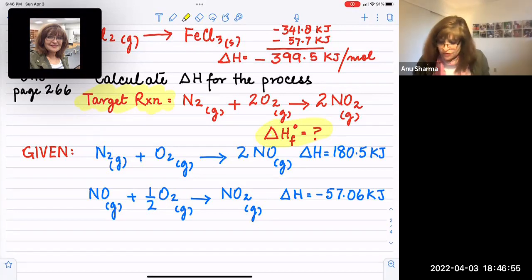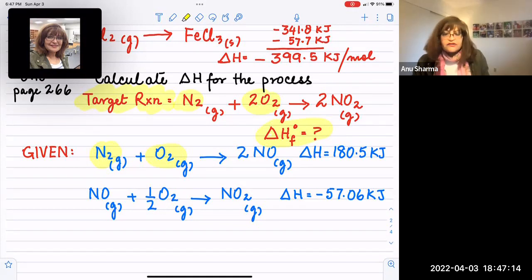Now, we are given nitrogen. So this nitrogen and this nitrogen are matching. That is, they are both on the reactant side. So we're good with that. We'll keep it as it is. We need 2 oxygens. It doesn't matter, but at least oxygen is on the reactant side. This oxygen is also on the reactant side. So we are keeping it as is.